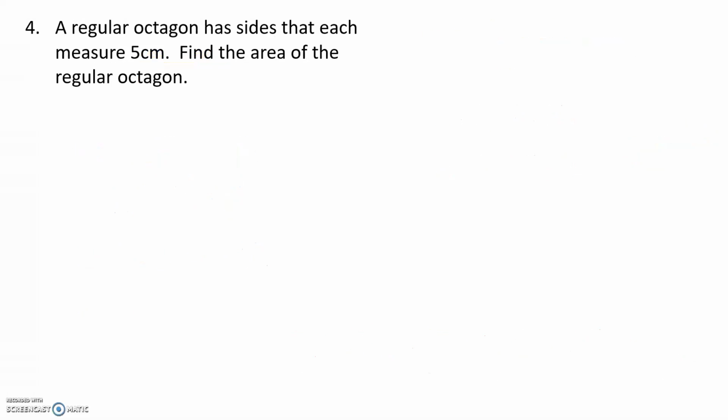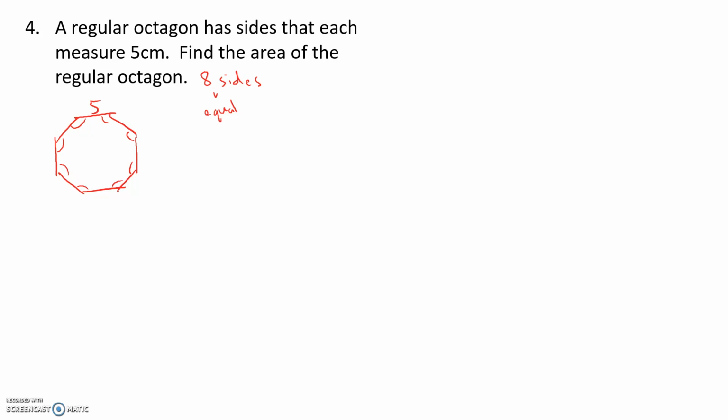Okay, question 4. A regular octagon has sides that each measure 5 centimetres. Find the area of the regular octagon. Right, if they don't give you a sketch, that would be the first thing that I would do. So a regular octagon, what does that mean? Well, it means it's got 8 sides, and it means each of those sides are equal. So it's got 8 equal length sides, and it means all the internal angles are the same angle. And we know that one of those lengths is 5 centimetres.